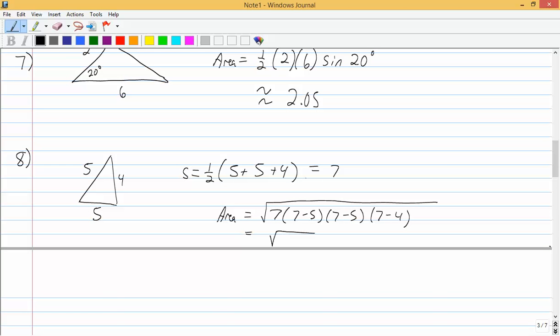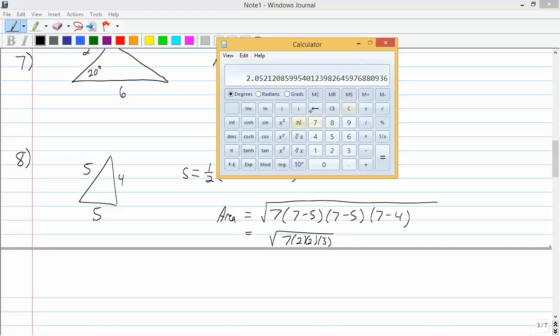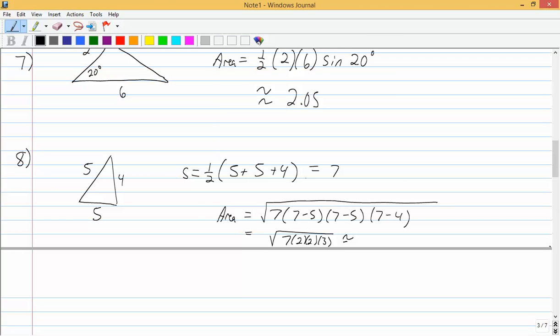Alright, so that's the square root of 7 times 2 times 2 times 3. My answers are in decimals, so 7 times 2 times 2 times 3 is the square root of 84, which is 9.17 units if you round to two places. So 9.17 square units.